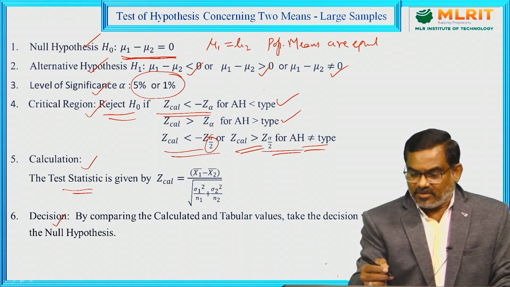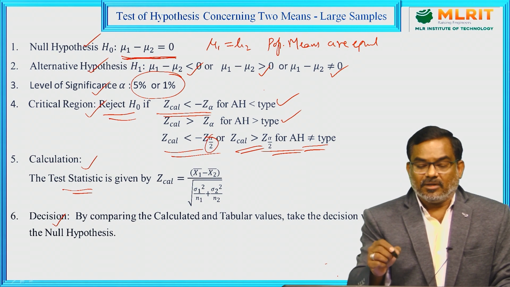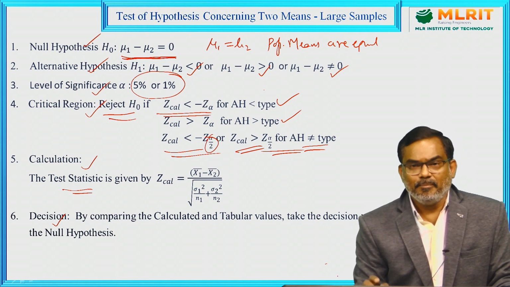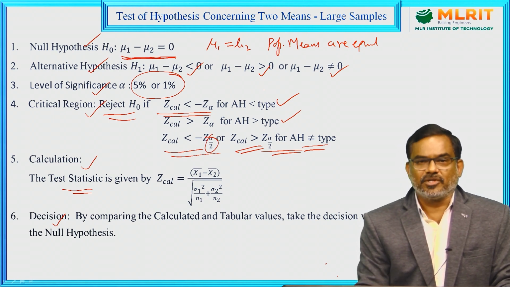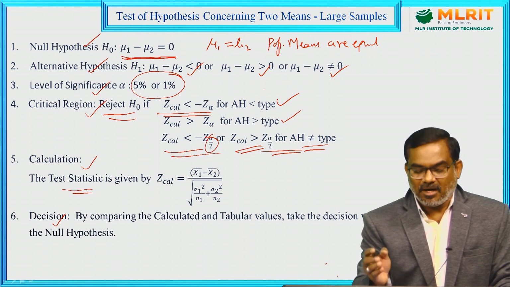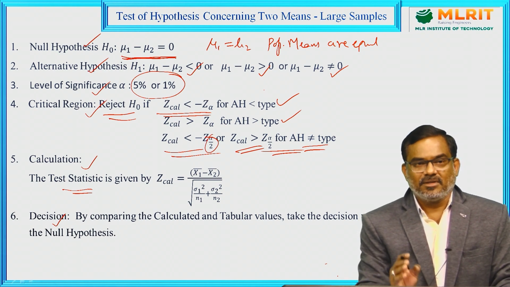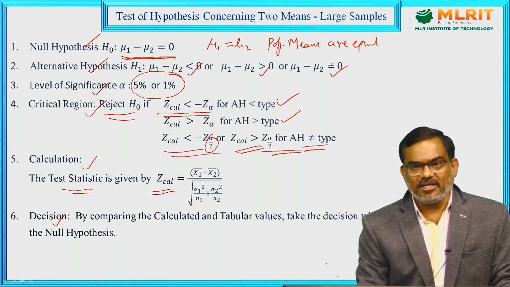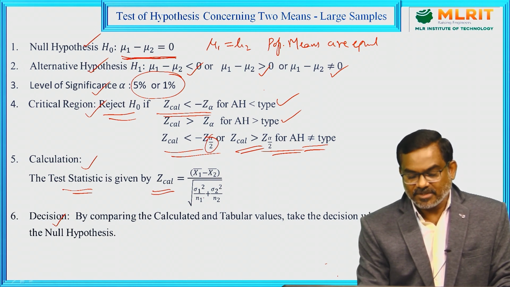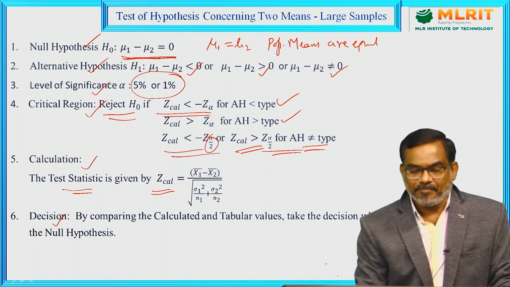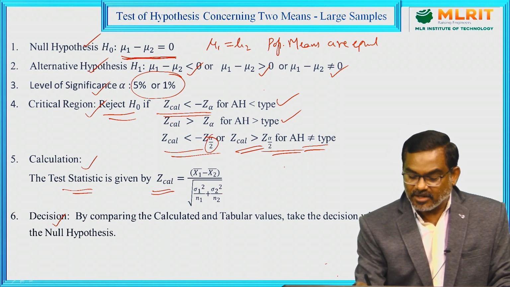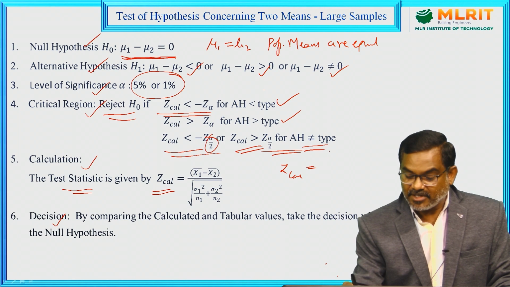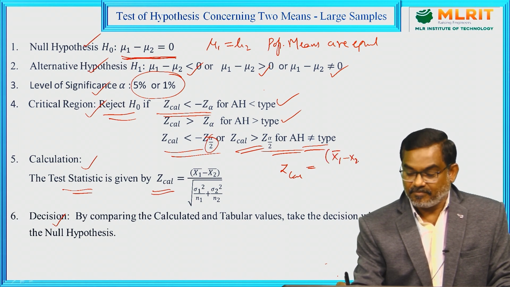As I told you in the last session also, the test of hypothesis concerning means follows Z distribution only. So, even for one mean or two means, for large sample we use Z test. So, the test statistic is given by Z calculated value is x1 bar minus x2 bar by under root sigma 1 square by n1 plus sigma 2 square by n2.